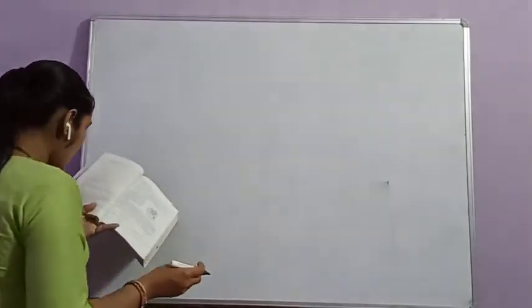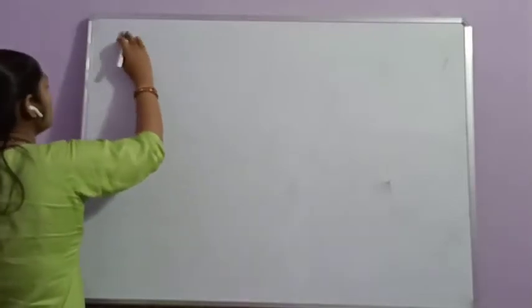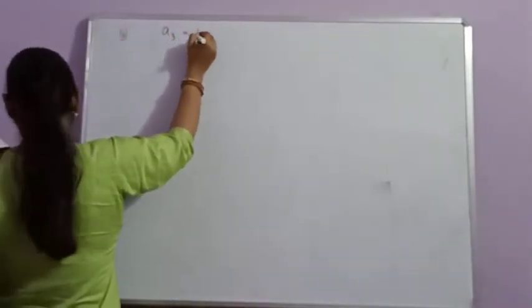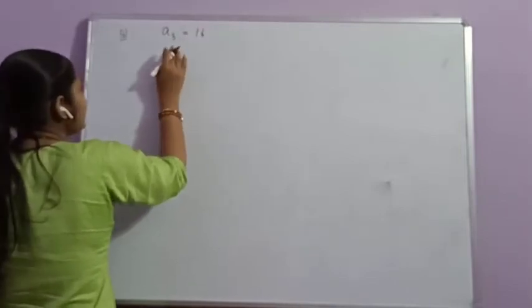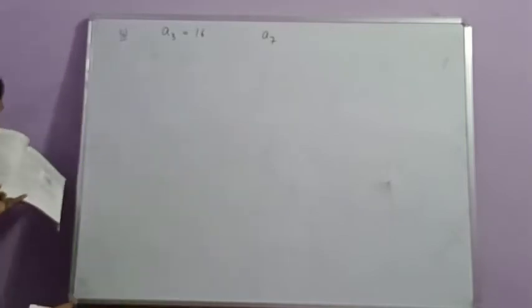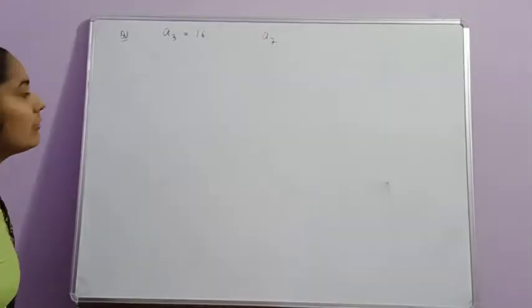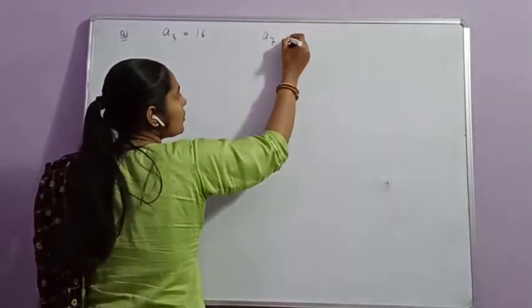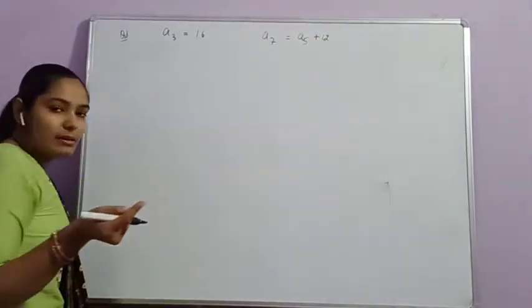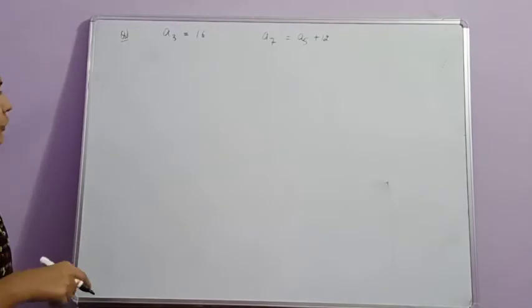Next, determine the AP. We have to find out the AP series whose third term is given, that is A3 is equal to 16, and seventh term exceeds fifth term by 12. It means seventh term is equal to A5 plus 12. Seventh term is 12 more than fifth term.